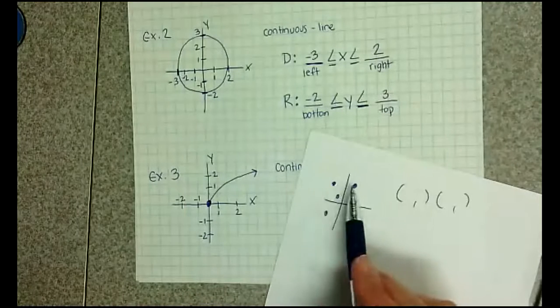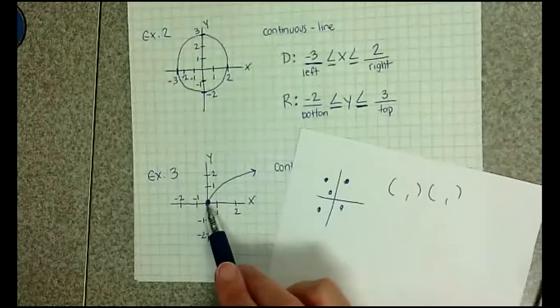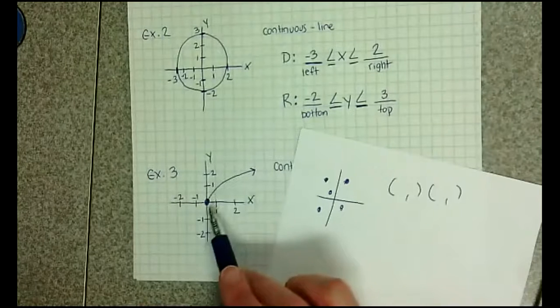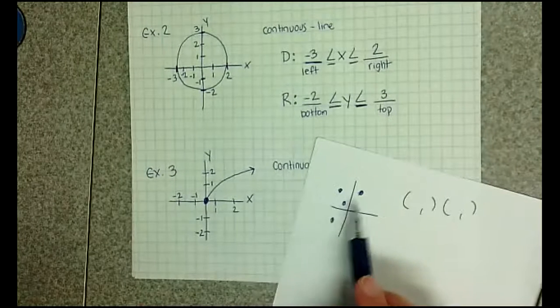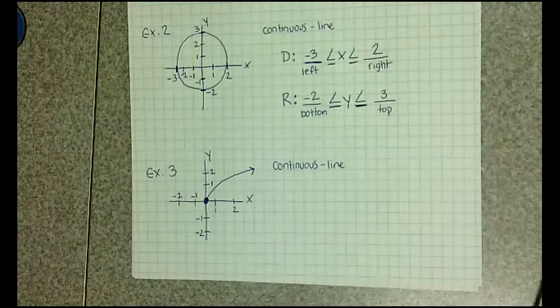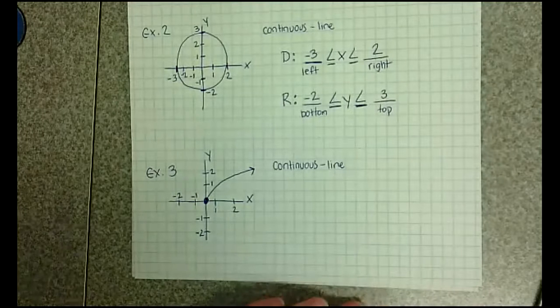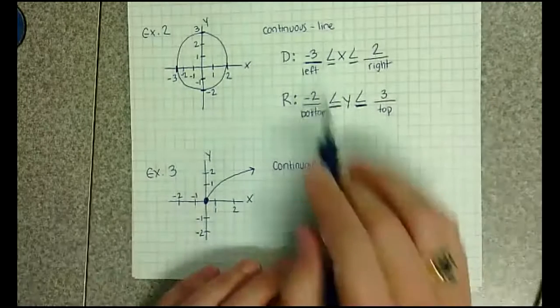Okay. It's not a bunch of dots. So this has a dot, but that line overrides the dot. So if there's any sort of line, it's going to be continuous. If it is just dots, that's when it's going to be discrete. So since it is continuous, that means we can go ahead and set up our inequalities.